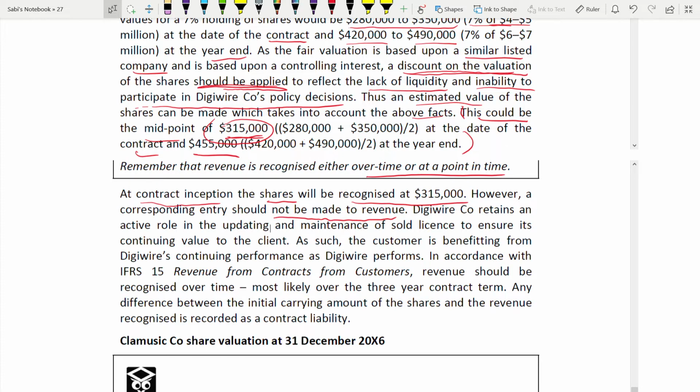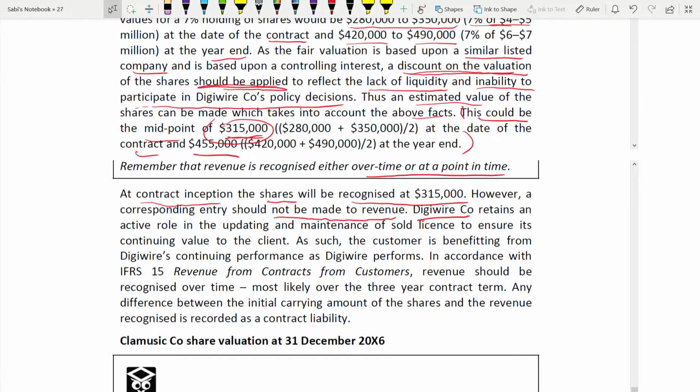Digiwire, because at that day you are not receiving shares, okay? You don't receive shares immediately when you go into the contract. It is a 3-year license. After that license gets over, only then you get the shares and then you recognize the revenue. So you do not recognize revenue at the contract inception. Digiwire company, always make reference to the company name. Always write the company name in your answer, okay? It shows that you are referring to the case study. You're linking your answers, you're applying your answers to the case study.